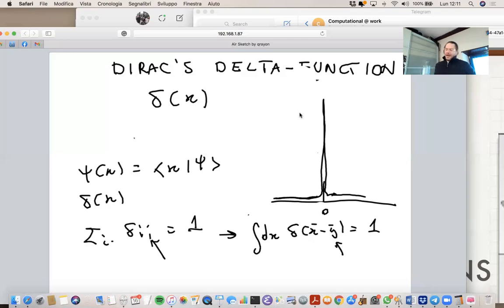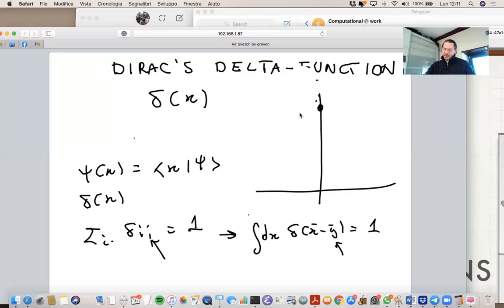This is true for every y, and this integral is supposed to be 1. Very good. But if my definition of delta is something that is strictly 0 everywhere, except in a point where it's 1, that's a reasonable function you can always define.